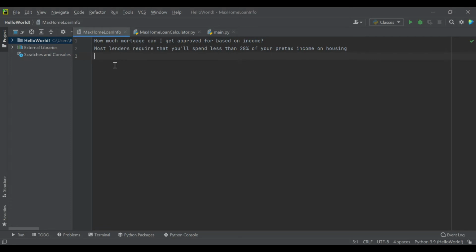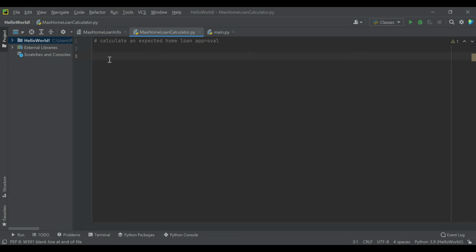So when applying for home loans, typically the most that you'll be able to get approved for is 28% of your pre-tax income on housing. That's a fairly typical mark that banks aim for. But again, this is just a practice in taking a real-world scenario and figuring out how you would model that in code. There are a lot of variables that go into home loans, like credit and location and things like that, but we're going to simplify it for today's code and really focus on this 28% of your pre-tax income.